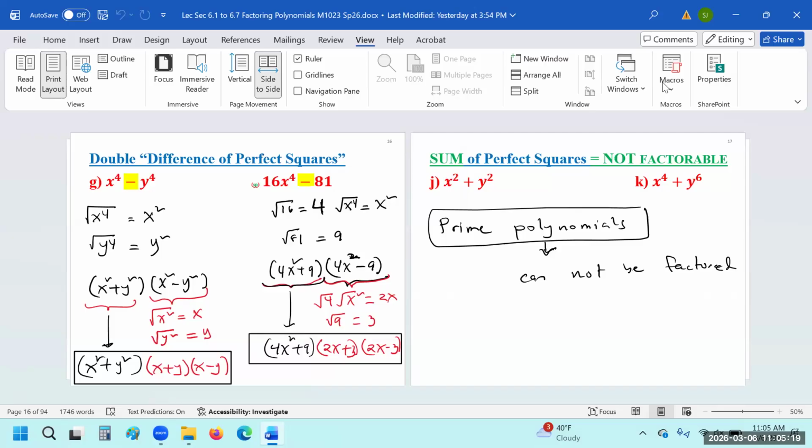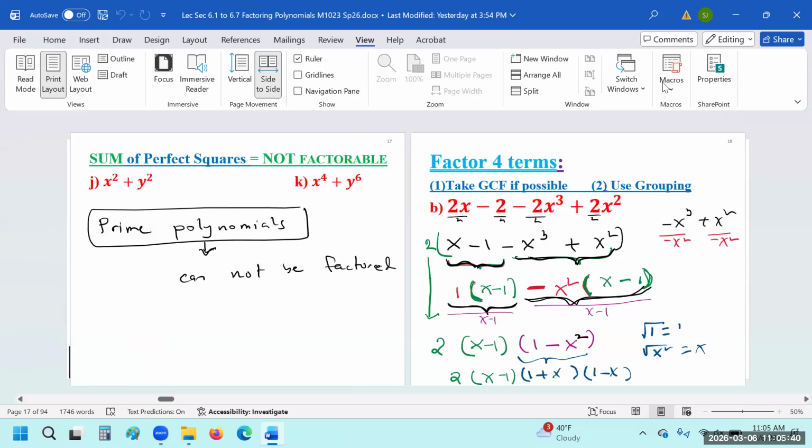When you cannot factor your polynomial anyhow, we call those polynomial prime polynomials. Just like prime numbers, 3, 2, 5. Those are prime numbers. Why? Because we cannot factor them besides 1. So same thing, whatever polynomial is not factorable besides 1, we call them prime polynomial.